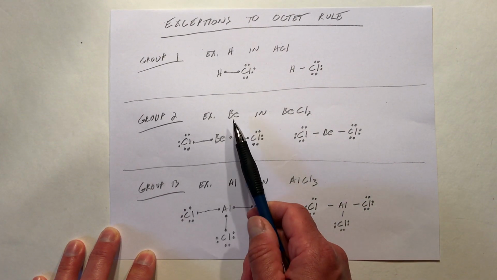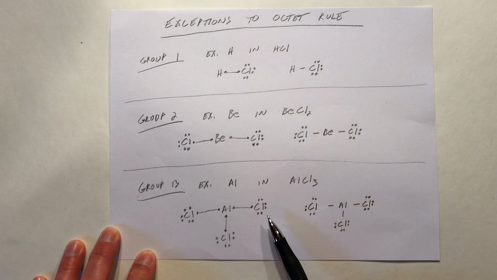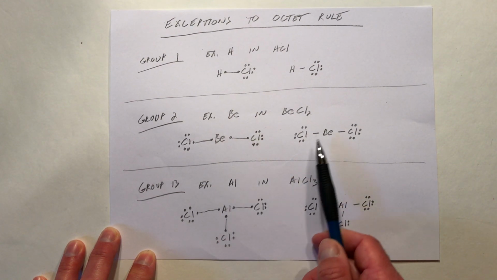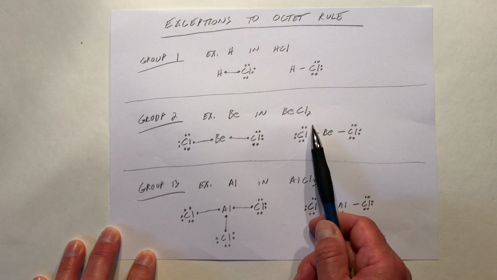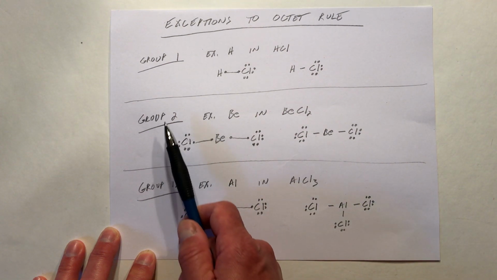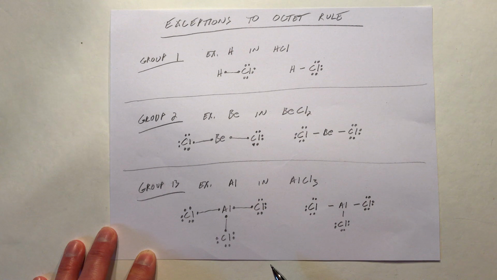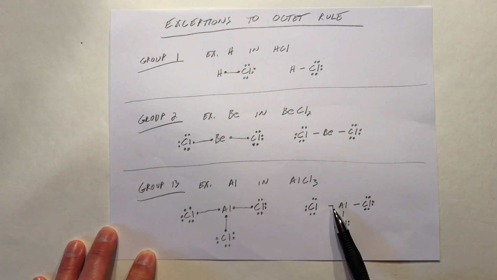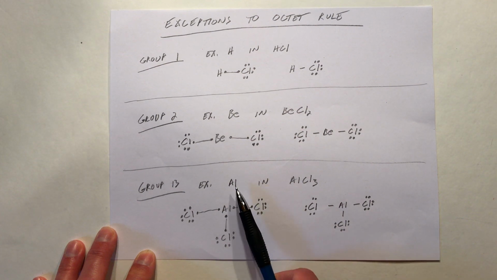Check out group 2, beryllium, for example, in BeCl2. Beryllium has 2 dots before bonding. When we connect with chlorine, it can share 2 and 2, so now it has 4 valence electrons around its nucleus once the molecule is formed, but that's still not an octet. Group 2 elements, like beryllium, are exceptions to the octet rule. And for group 13 are examples aluminum in AlCl3. Before the bond, it has 3 dots. When it makes a bond with 3 of the different chlorines, it now has 2, 4, 6 valence electrons around its nucleus. That's not an octet either. Elements from group 13, like aluminum, are also going to be exceptions to the octet rule.